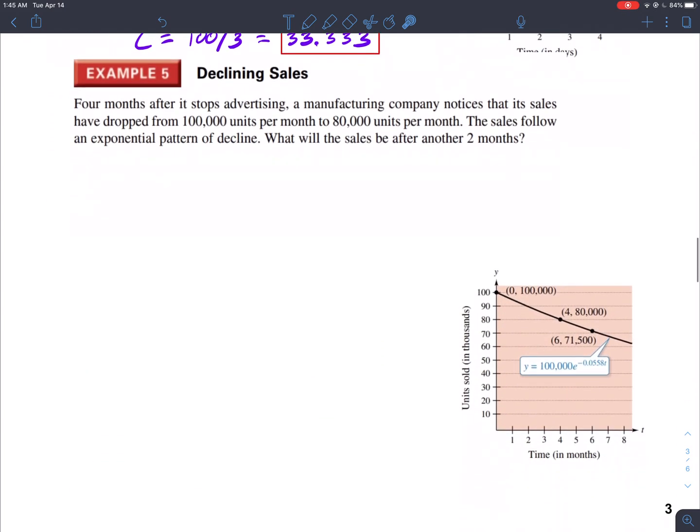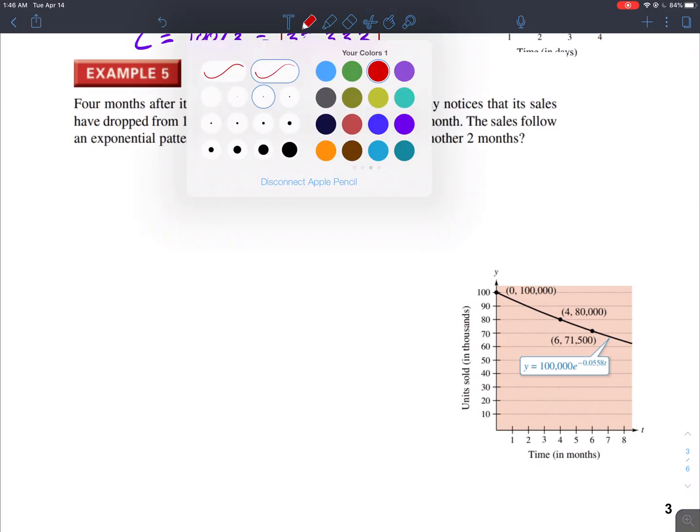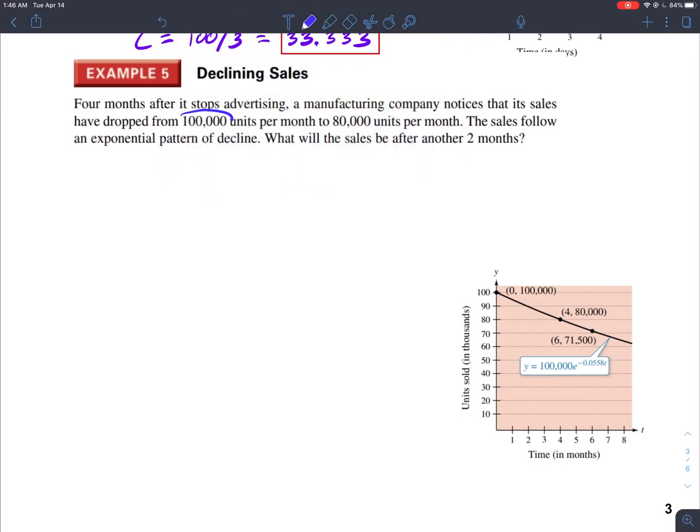Okay, moving on. Declining sales. 4 months after it stops advertising, a manufacturing company notices that its sales have dropped from 100,000 units per month to 80,000 units per month. Okay, well, guess what? They just gave us C.